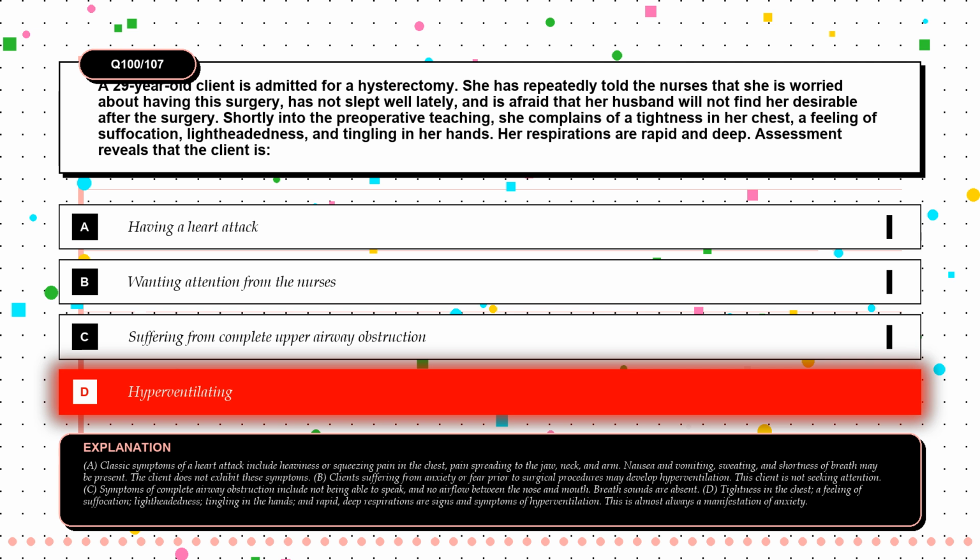D. Tightness in the chest, a feeling of suffocation, lightheadedness, tingling in the hands, and rapid, deep respirations are signs and symptoms of hyperventilation. This is almost always a manifestation of anxiety.